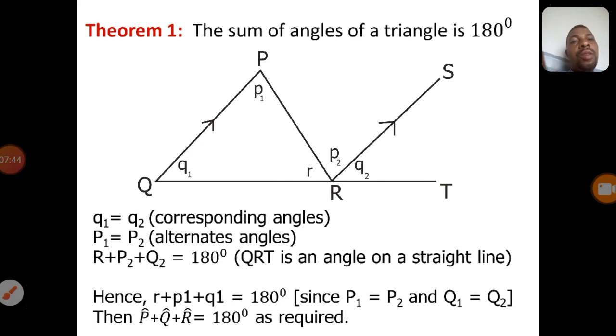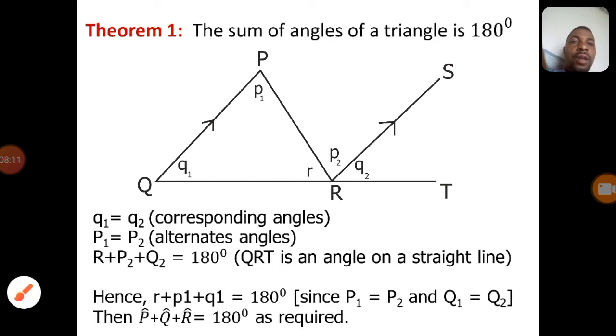We have that Q1 is equal to Q2, corresponding angles, and P1 is equal to P2. They are alternate angles. Okay? So, let us make progress. We use what we already know to carry out the proof. We already know that angle on a straight line will give us 180.